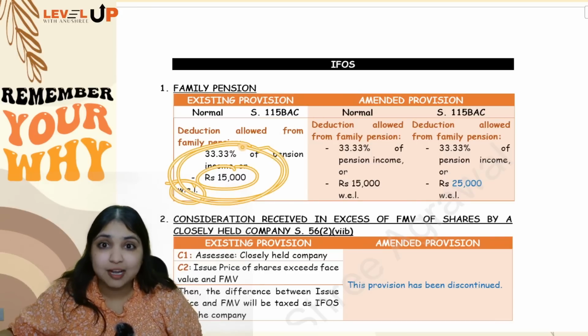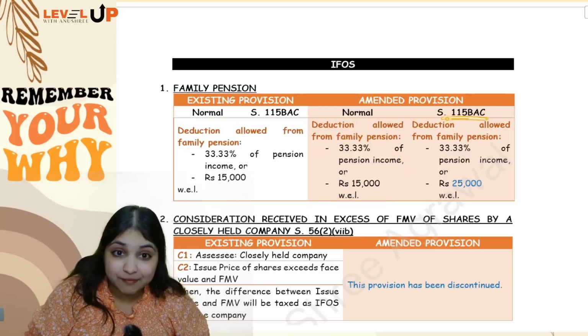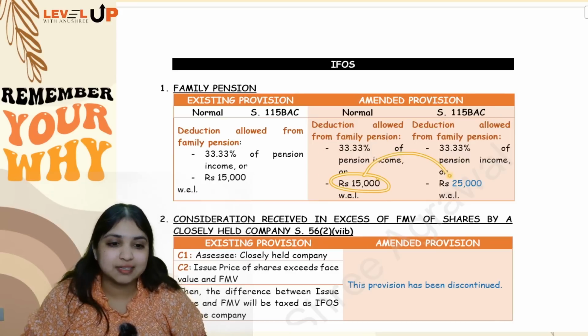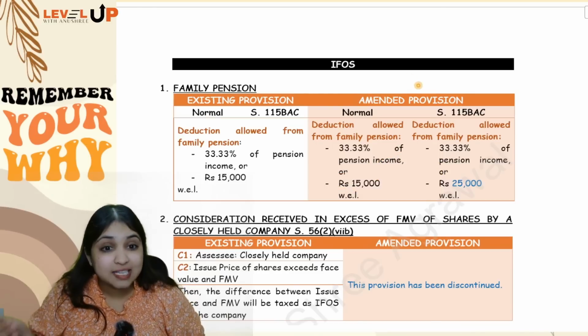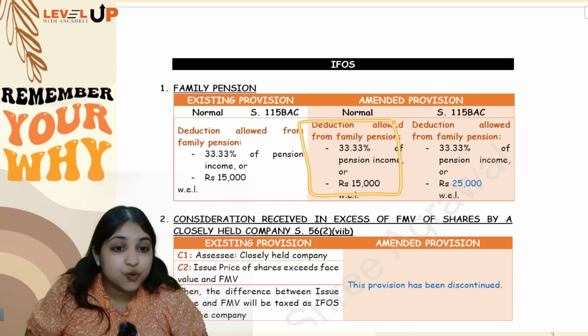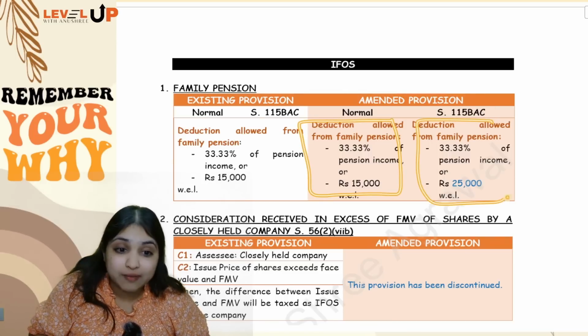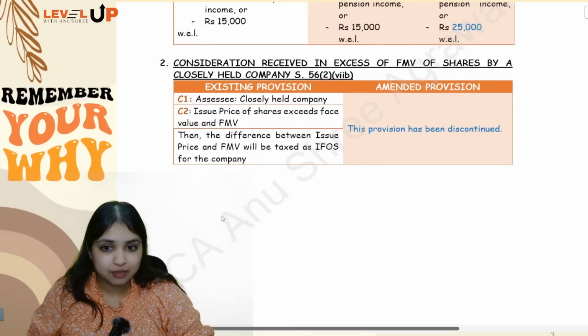Now the same deduction will continue under the normal regime. But if assessee is following 115BAC, instead of 15,000, it will become 25,000. Got it? Very simple. As per the amended provision, if assessee is following the normal regime, there is no change. But if assessee is following 115BAC, instead of 15,000, the number will change to 25,000.